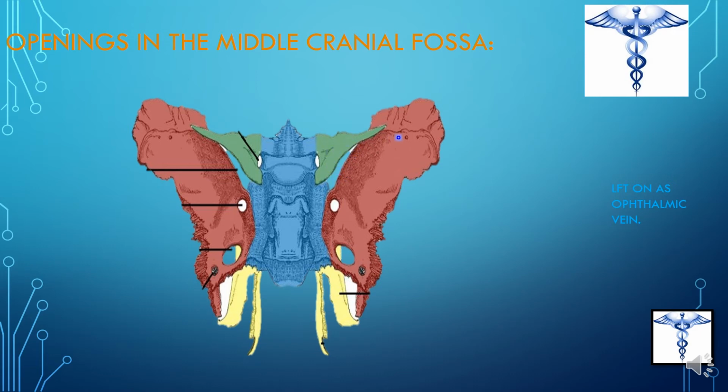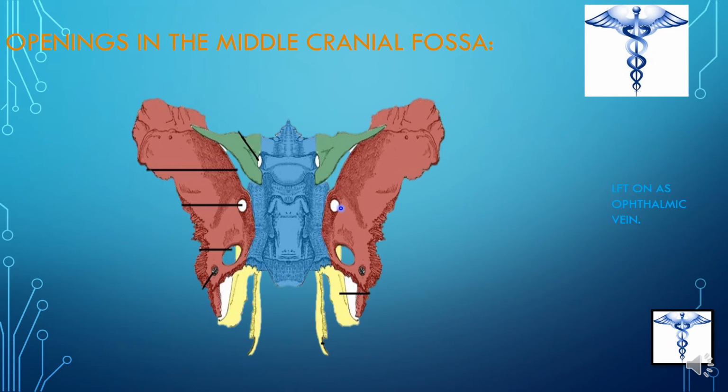Between the lesser and greater wing of sphenoid, you see the superior orbital fissure. Structures that pass through the superior orbital fissure are lacrimal, frontal, trochlear, oculomotor, nasociliary, abducens, and superior ophthalmic vein. This is a trick for remembering them: "Lord Fraser Thinks Of Naughty Ass, Always Seeing Ophthalmic Vein." So the lacrimal, frontal, trochlear, oculomotor, nasociliary, abducens, and superior ophthalmic vein pass through the superior orbital fissure.